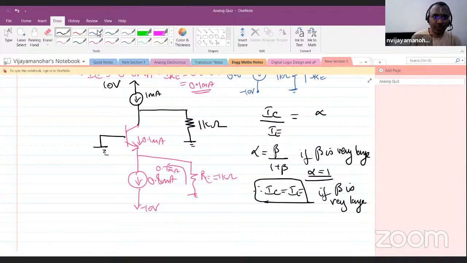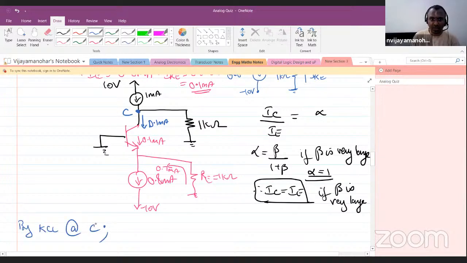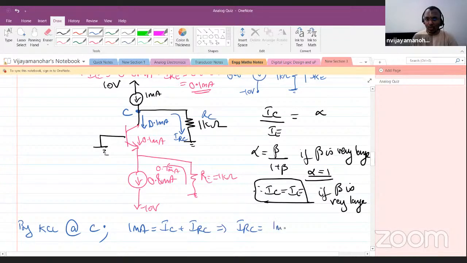So what do I know? The collector current is also 0.1 milliampere. Now this is my collector node, by Kirchhoff's current law at C. Incoming current is 1 milliampere, which is equal to IC plus IRC, as IRC through RC is also going out. IC is also going out of the node. So IRC is equal to 1 milliampere minus 0.1 milliampere, which is 0.9 milliampere. So this IRC current is 0.9 milliampere.